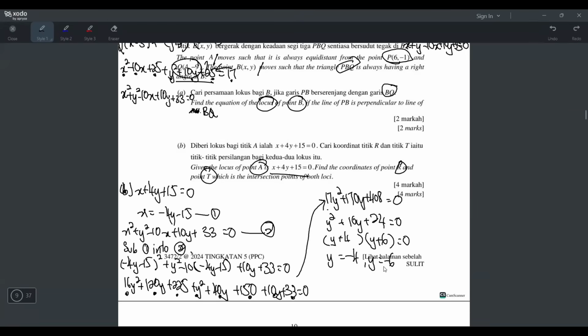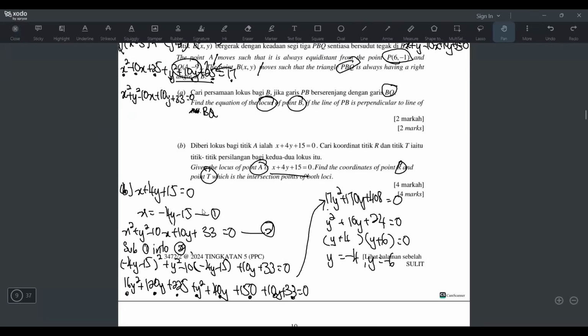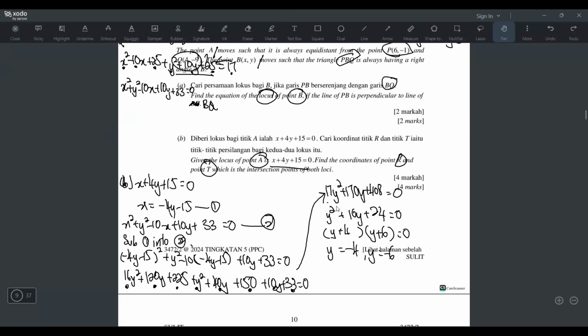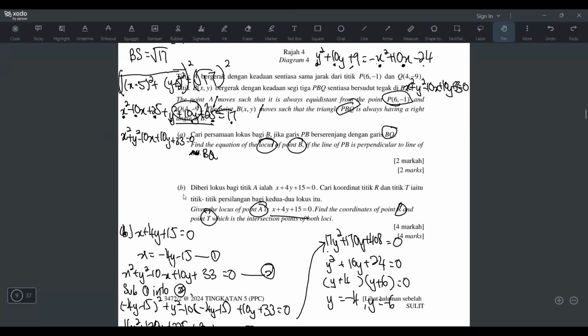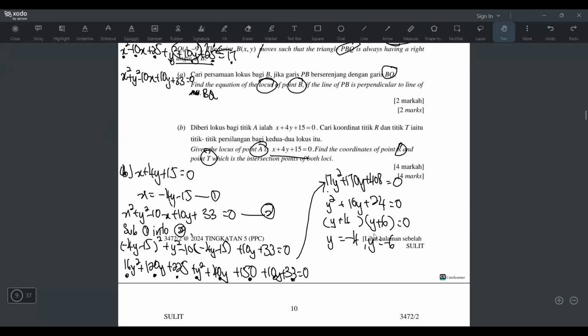Okay, Y got two answer? Tell me, why got two answer? Why the Y got two answer? Okay, because Y got two intersection point lah. Yeah, because when you do simultaneous, you are finding intersection point. And if you get two Y answer, it means there's two intersection point. That's why got two different Y coordinate, because got two intersection point.